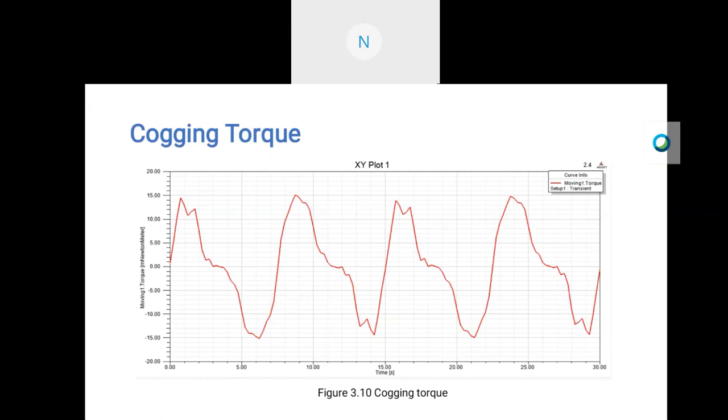In the next slide, we simulated the cogging torque, because here the torque is already low, so we have to simulate the cogging torque also and nullify it. So we skewed the stator slots by half a slot so that the cogging torque will be reduced.